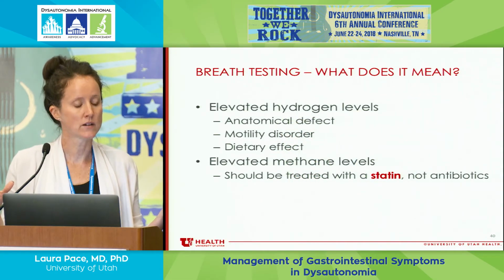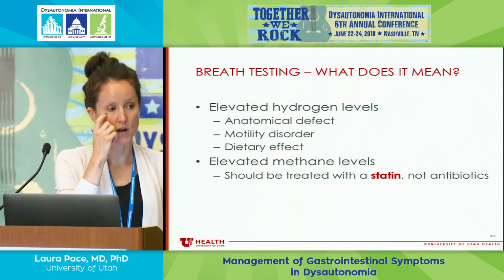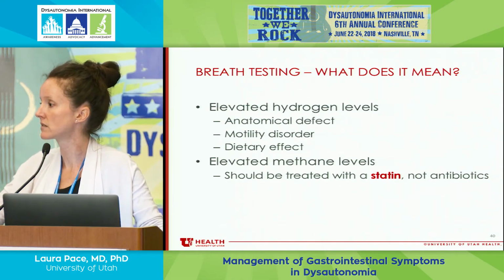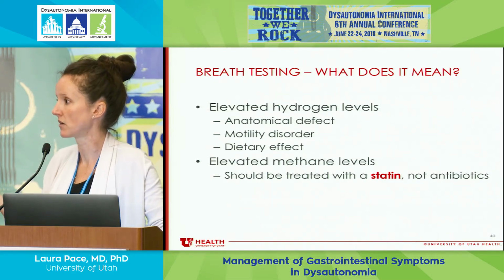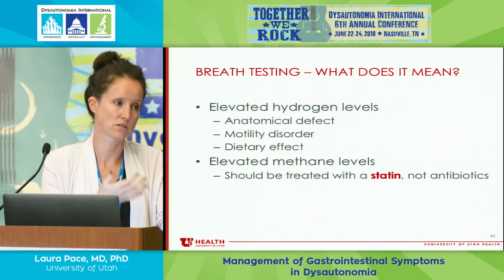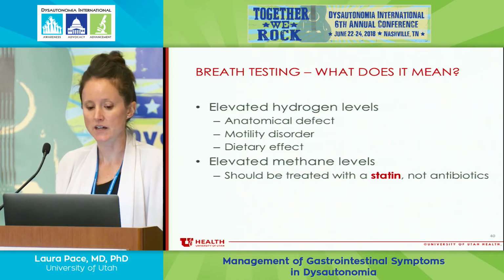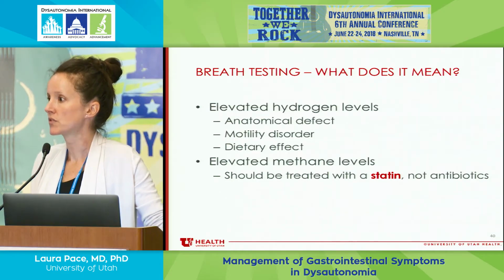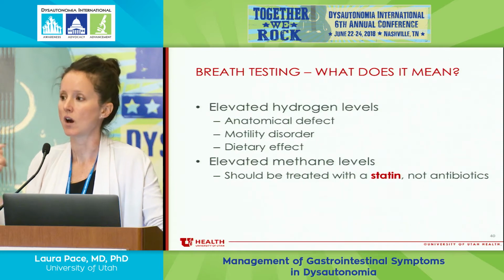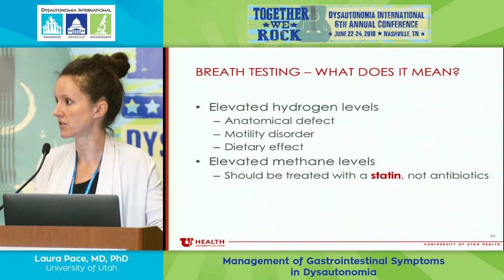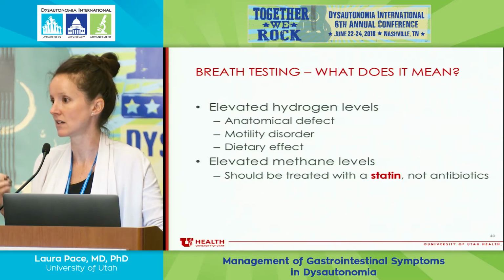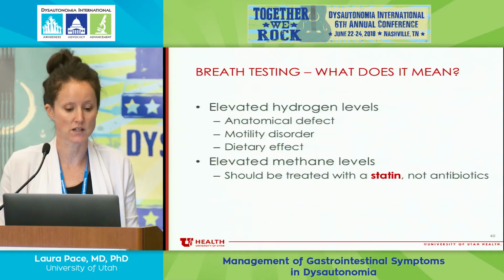So when I get a result of an elevated hydrogen level, I think about an anatomical defect. So many people can have outpocketings within the small intestine called diverticula that can contribute to this. You can also have a motility disorder, which is very common in many of you, and a dietary effect. Individuals who eat a lot of simple carbohydrates and processed foods are much more likely to have elevated hydrogen levels. And so before I would prescribe antibiotics, I would look at these things and talk to patients about diet.